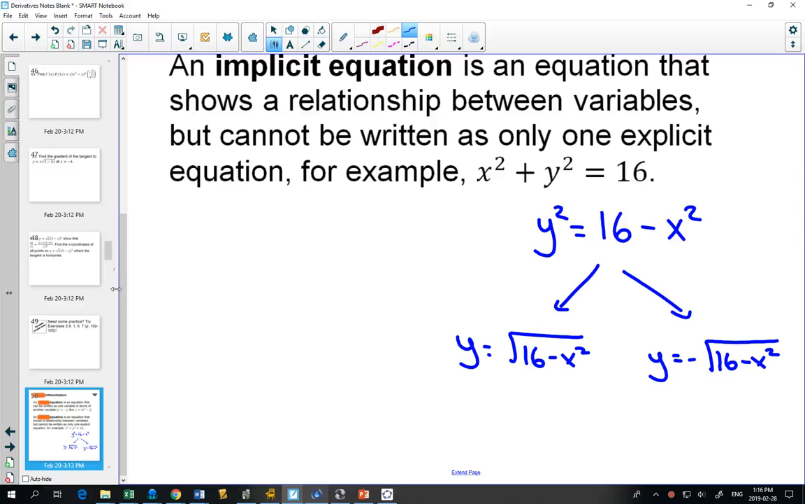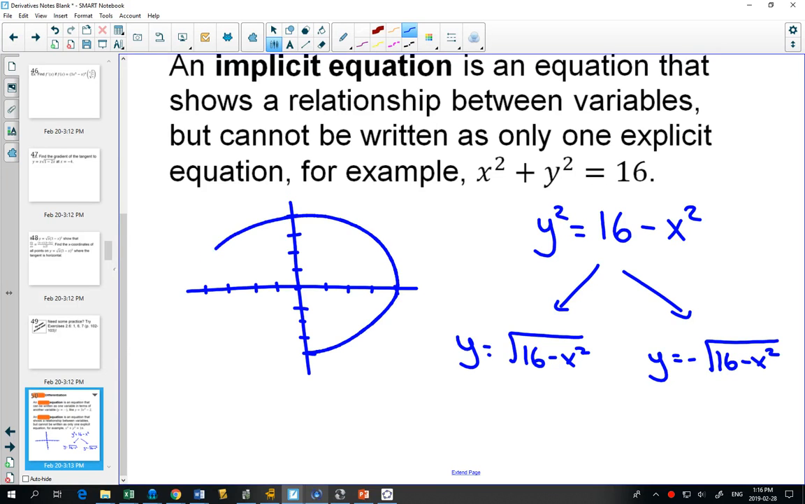The question is, can we find derivatives of relationships? If I have this circle at 0, 0, 1, 2, 3, 4, 1, 2, 3, 4, and a radius of 4, this is, wow, the best looking circle you've ever seen.